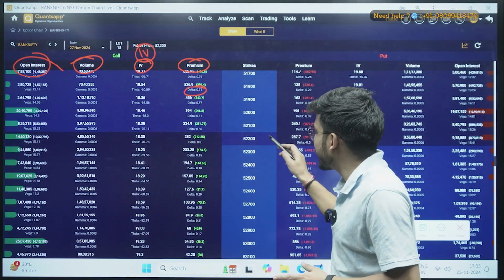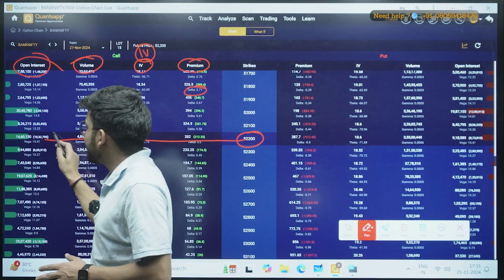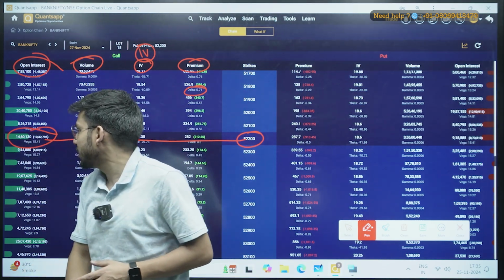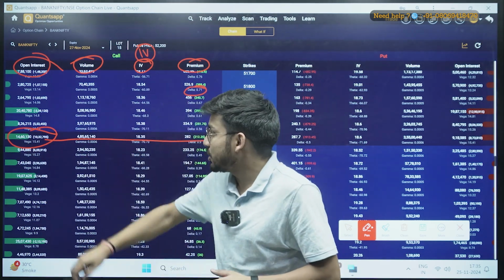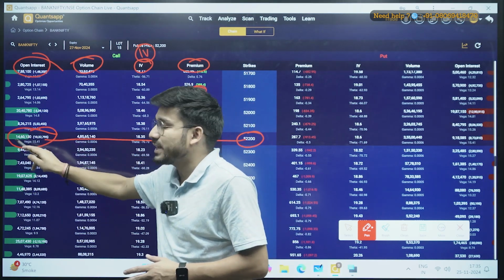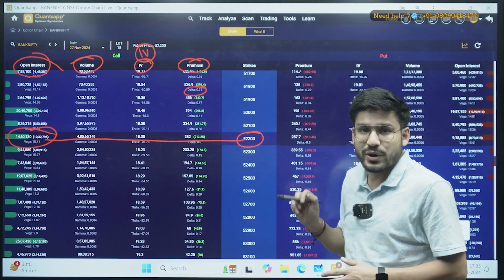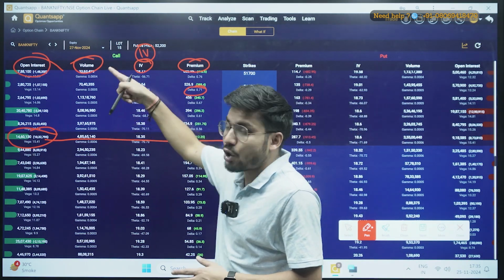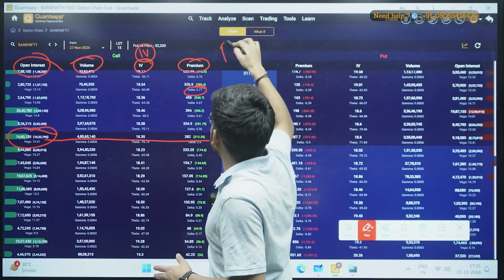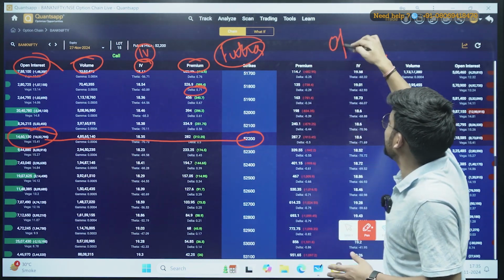If I'm talking about 52,200, we can see that at 52,200 the open contracts are approximately 14 lakh, 14 lakh on the call side. It means 14 lakh call sellers are sitting there who want the market to remain below 52,200, because whenever we are talking about options, there will be futures and then there will be options.